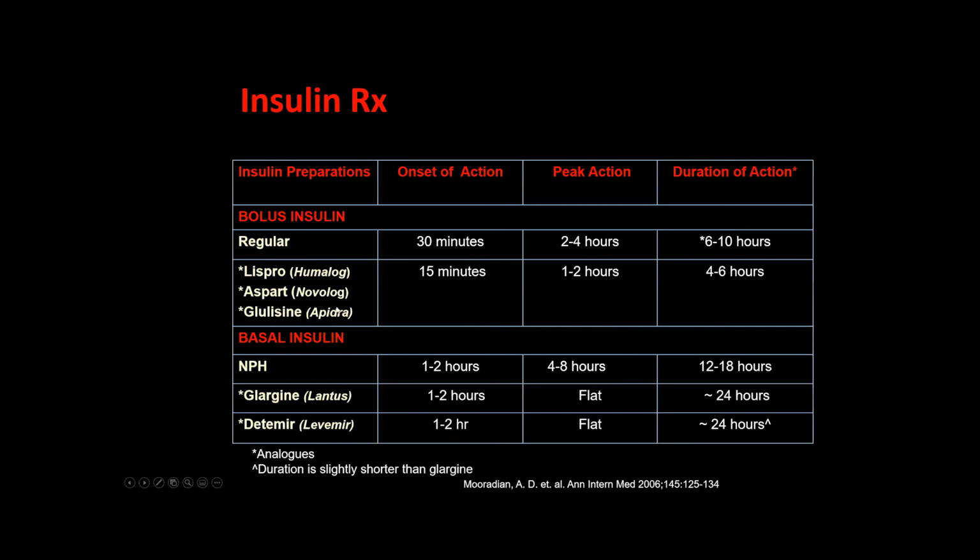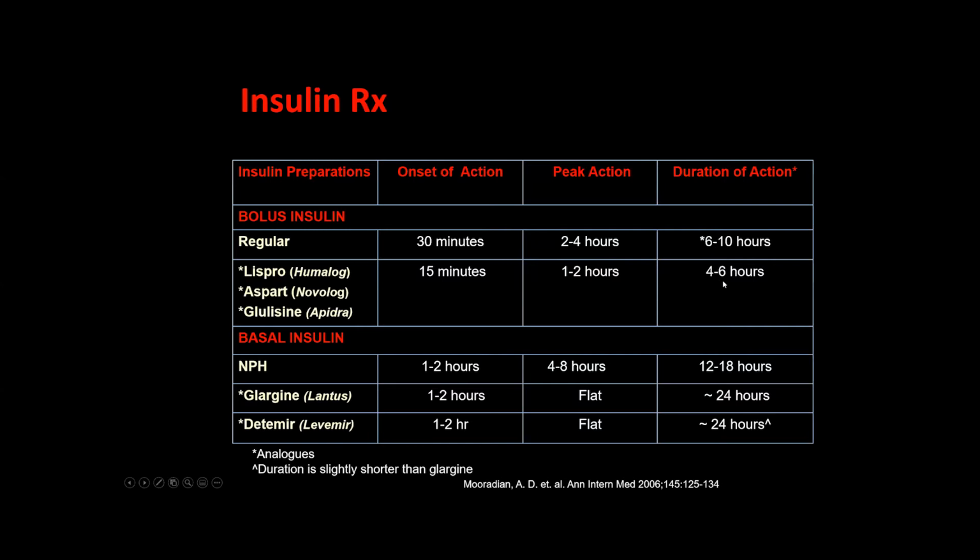So this is a summary slide of the onset and duration of action of the insulins. Here I'm just repeating what I just told you. Regular insulin, onset 30 minutes, peak is 2 to 4 hours, duration is 6 hours. Lispro kicks in within 15 minutes, peak is 1 to 2 hours, duration is 4 to 6 hours.